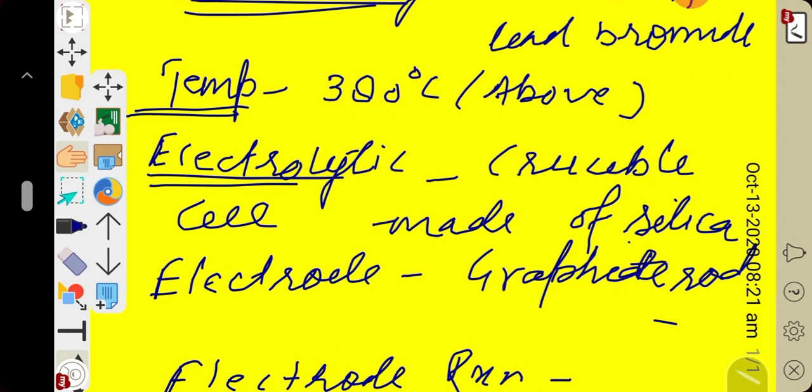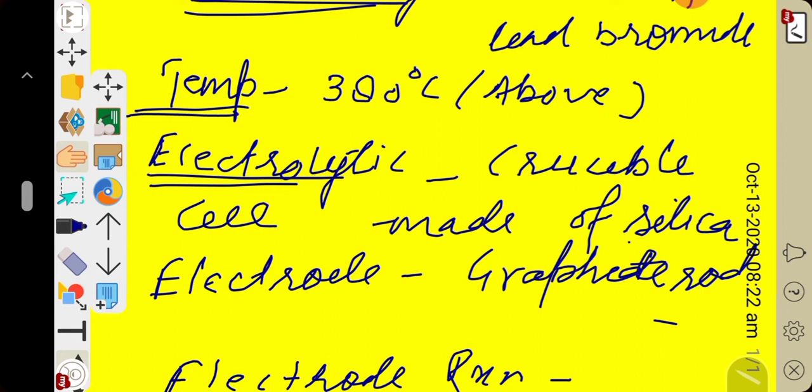First reason, since silica is non-reactive, hence the electrolytic cell is made of silica. Silica is non-reactive, that's why it is used as a crucible, as an electrolytic cell. Second reason, it can withstand high temperature and is almost a non-conductor of electricity.